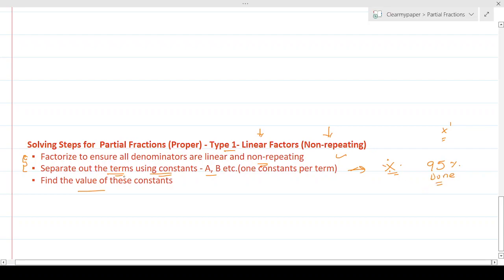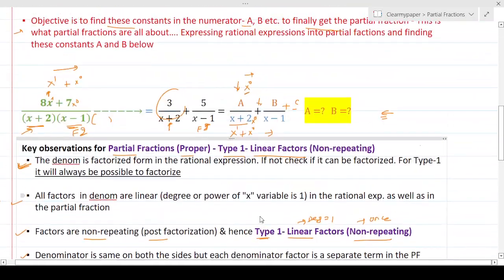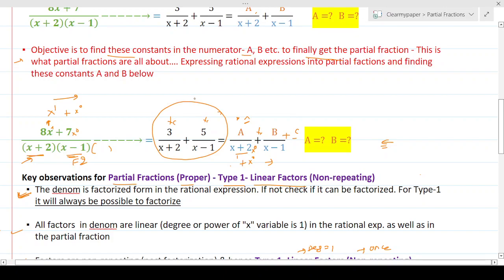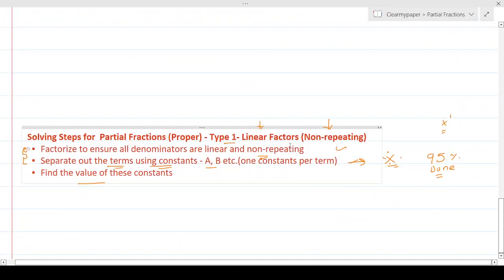So once you're done with that, the simple objective is to make some mathematical manipulation, find the values of A and B and put it back in this format over here. So let's say you get the value of A and B, A is equal to 3 and B is equal to 5, and once you write back in this format after assuming A and B, this should be the final answer. That's how you solve type 1 linear factors. Just 3 steps, okay, to understand, and then you solve the examples.